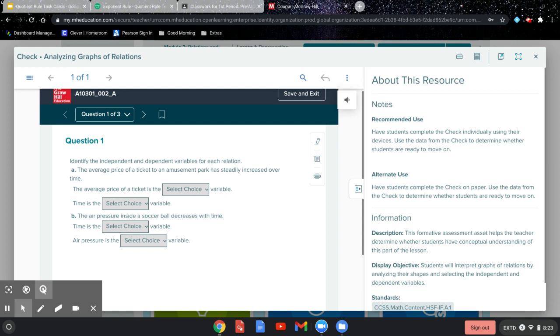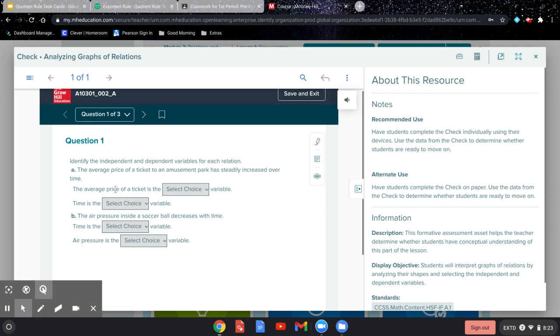Take a moment and look on page 137, and I'd like you to do the check. All right, so let's look at this one. It says identify the independent and dependent variables for each relation. The average price of a ticket to an amusement park has steadily increased over time. The average price of the ticket is the blank variable. Time is the blank variable.